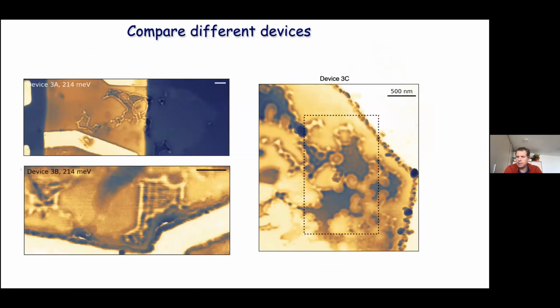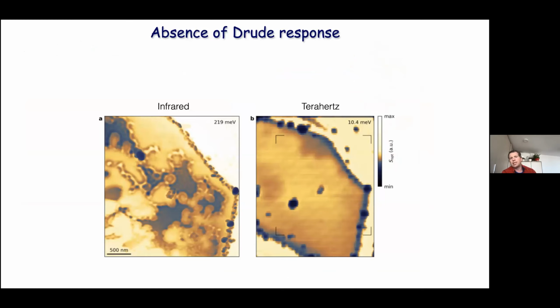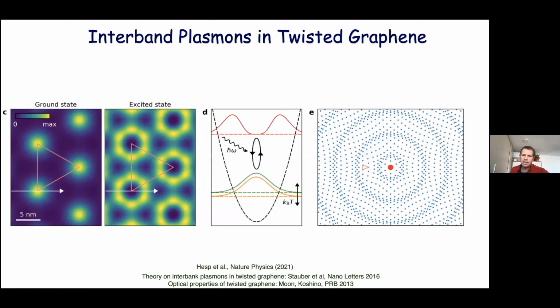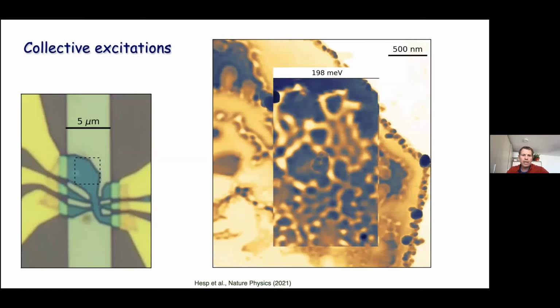We can see them in different samples. But we're pretty sure that this is not related to the regular plasmons, because if we measure this with terahertz frequencies, we see that there's almost no signal. So there is not really a Drude response in the system, which is also logical because it's an undoped system. The physical interpretation here is that these are actually interband plasmons. And the way you can see that is, let me go back to the band structure.